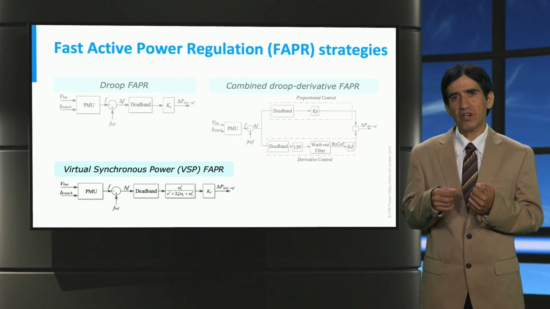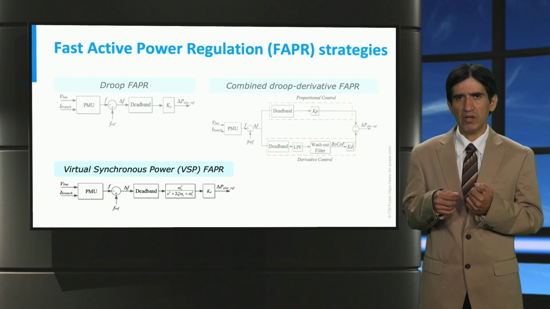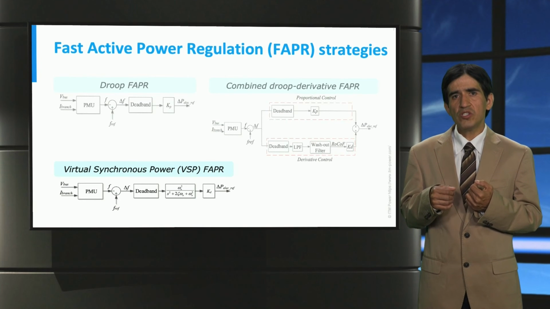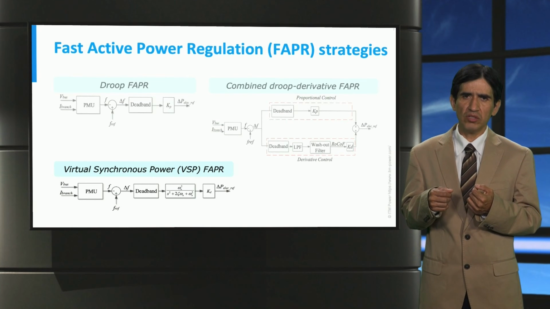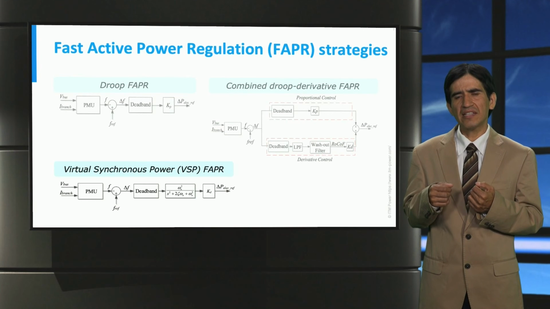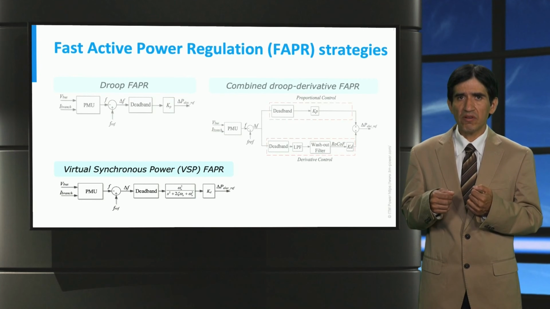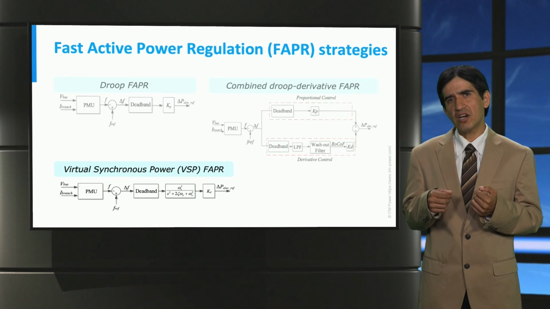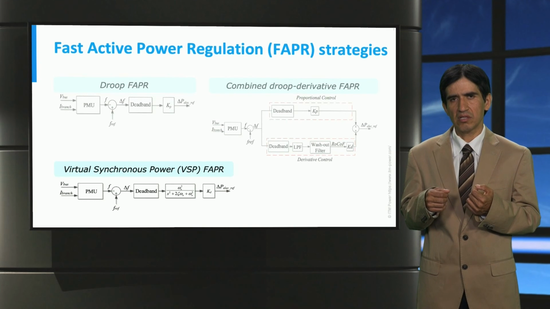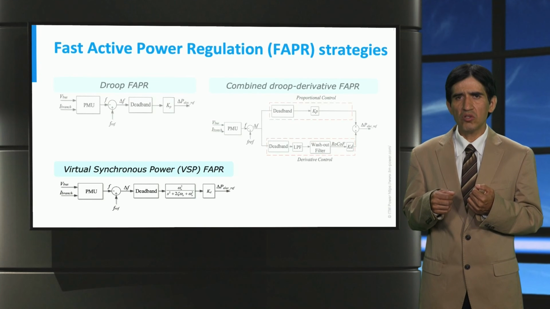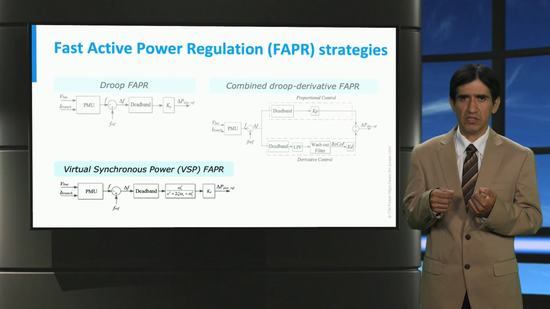The last method for fast active power regulation is the virtual synchronous power, or VSP, fast active power regulation, which uses a second-order transfer function to quickly adjust the active power consumption of the electrolyzer to mitigate steep rate of change of frequency and large frequency deviations. The VSP-based fast active power regulation also allows electrolyzers to contribute in damping out frequency swings.